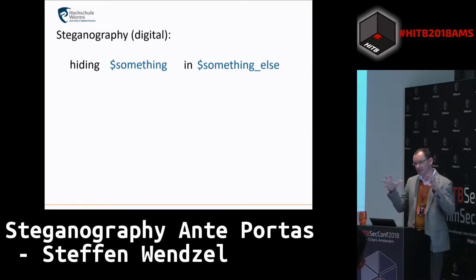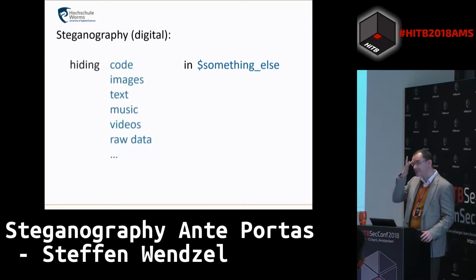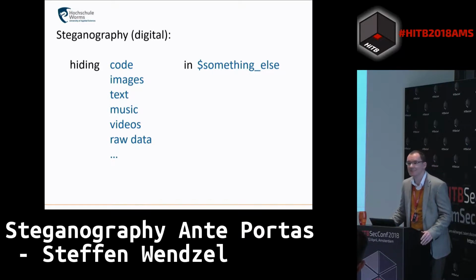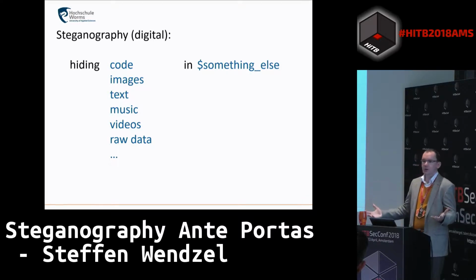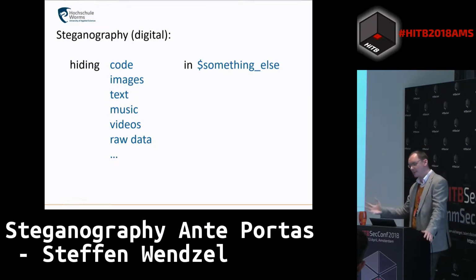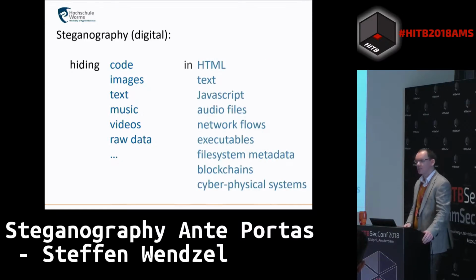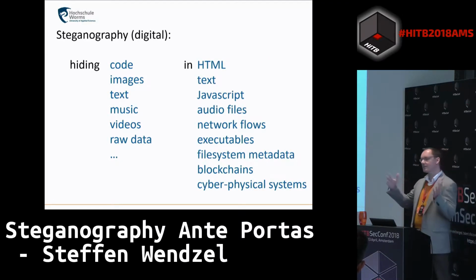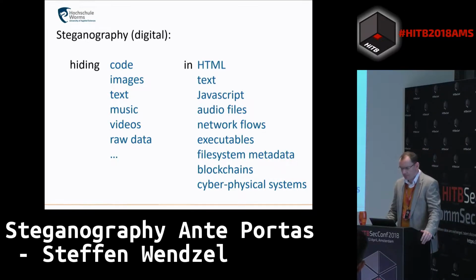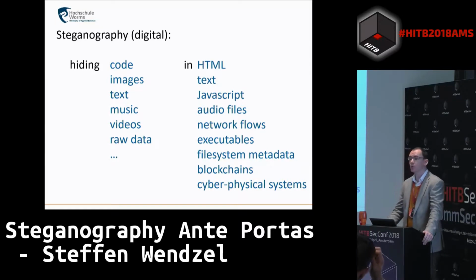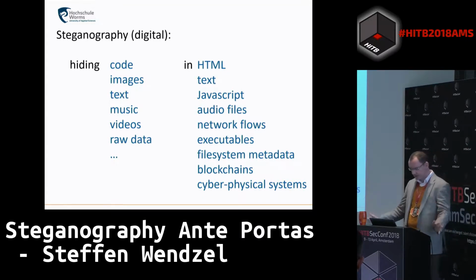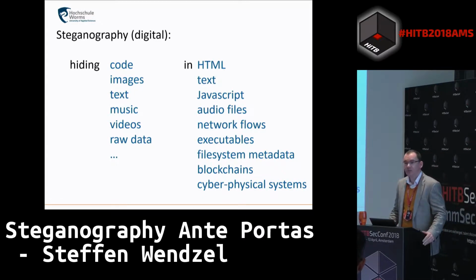And this something that we hide can be basically everything. It can be code, it can be images, text, it can be multimedia data. It can also be any form of raw data. So it's up to us what we hide. And the thing is, in what can we hide it? Well, that list also gets longer and longer. We can hide data in text and code, in multimedia files, in executables, in network flows and blockchains. Recently, someone did that. Metadata of basically everything, like file systems and cyber-physical systems.